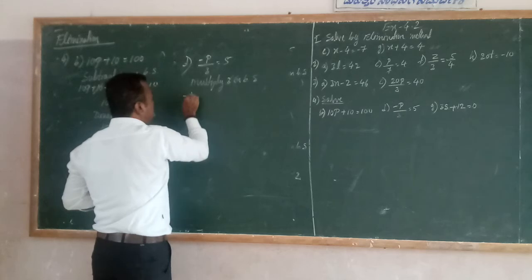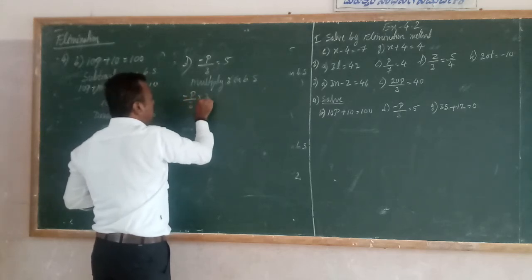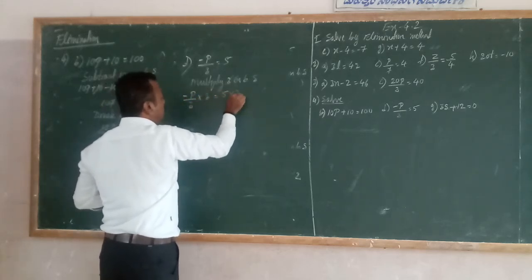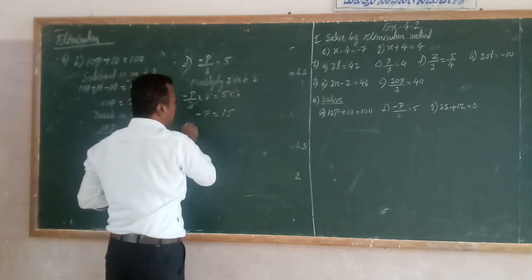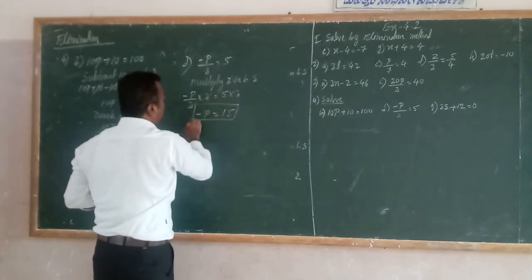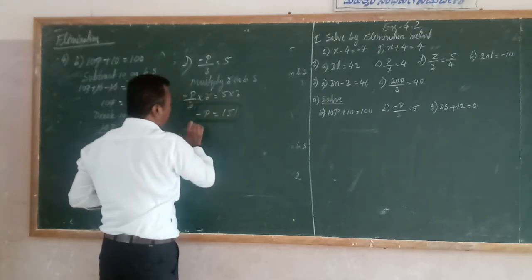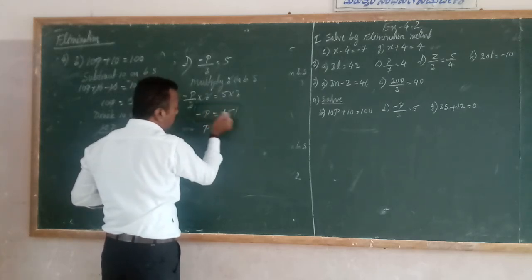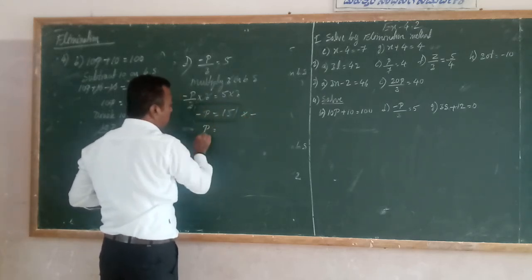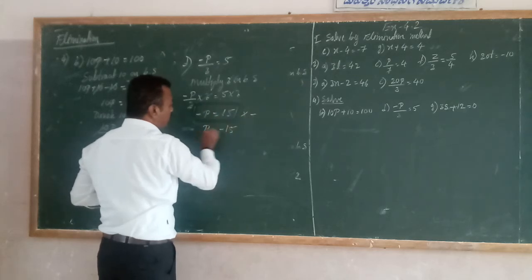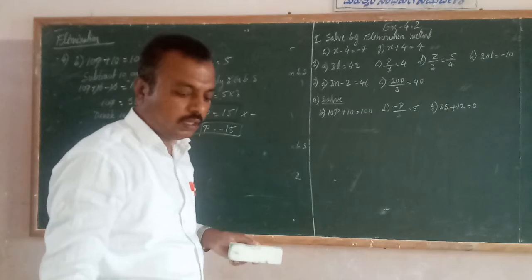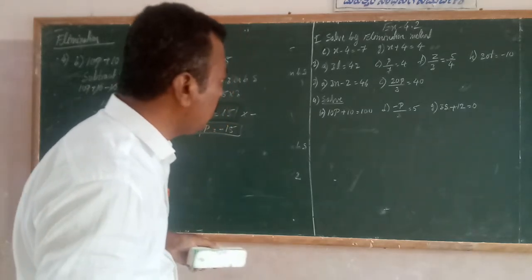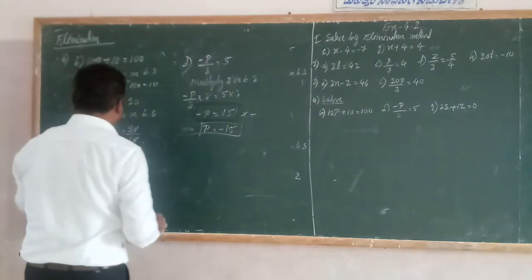So minus p by 3 into 3 is equal to 5 into 3. So 3 gets cancelled, remaining is minus p. 5 threes are how much? 15. So minus p is equal to 15, but I want p. So p is equal to, we have to multiply by minus. Minus into minus is plus, minus into plus is minus. Therefore it becomes minus 15. Understood? So next students, the last question, 3s plus 12 is equal to 0.